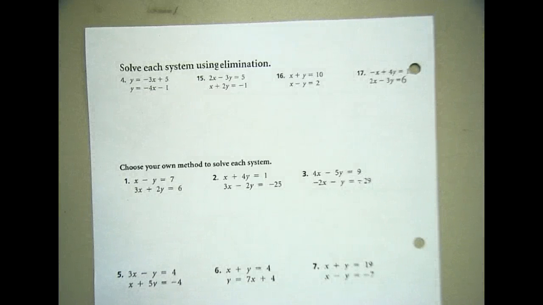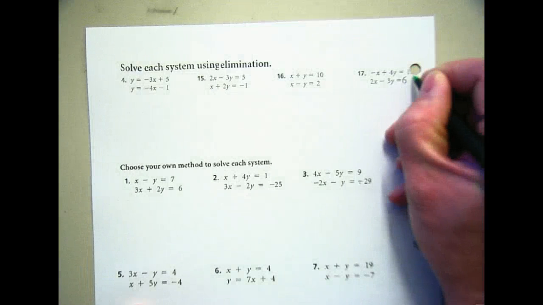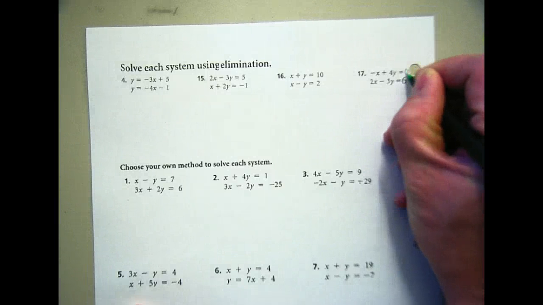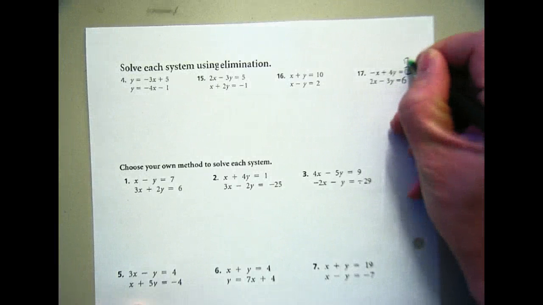Number 17, I think it's number 17. Let me see. Number 17 there is a little tough because you can't see the number. So let me tell you that number there. That's x plus 4y equals 12. So fill in that number right here if yours is messed up. So this number right here is a 12.